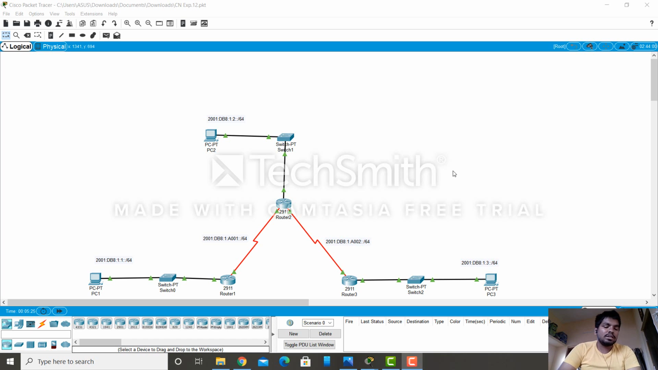No shutdown can be shortened to no sh; it is the short form, which I will use. R1(config-if)# interface S0/0/0. R1(config-if)# ipv6 address 2001:DB8:1:A001::1/64. R1(config-if)# no shutdown.